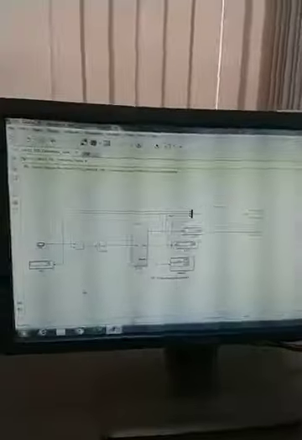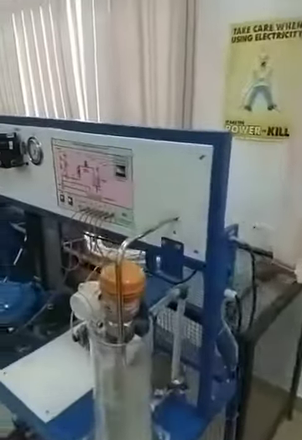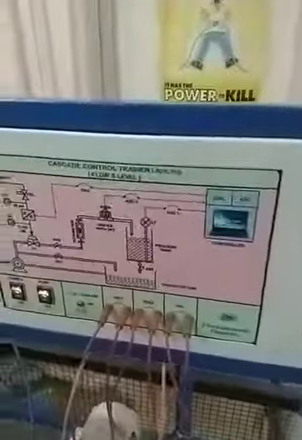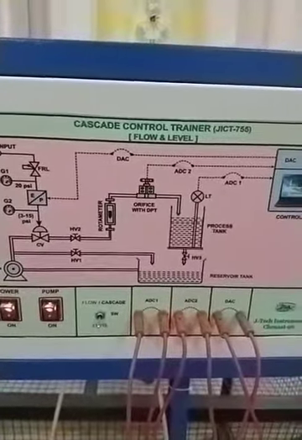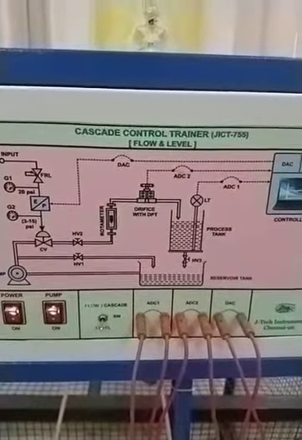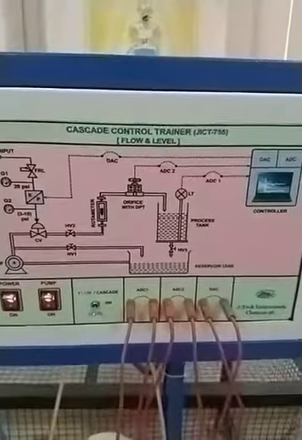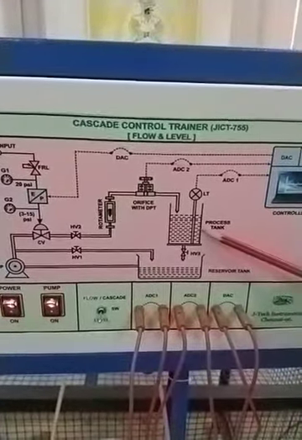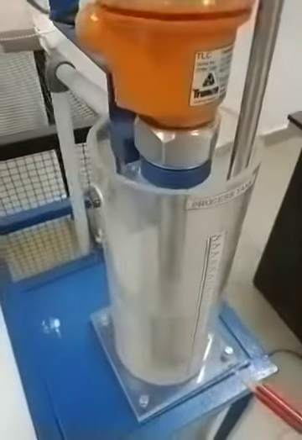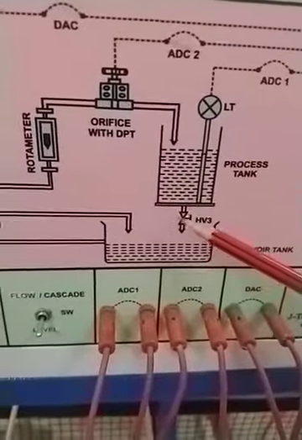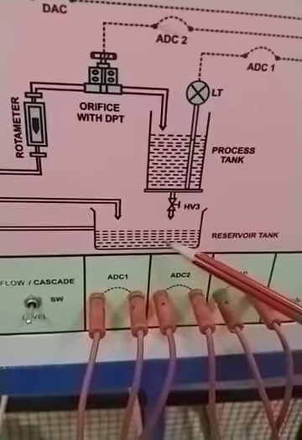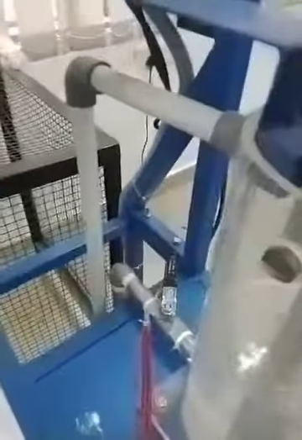Now what we are going to demonstrate today to you is cascade control. In cascade control, what happens is that you have two loops. One is called the slave loop or the inner loop, one is called master loop or the outer loop. So over here you can see this is the process tank, and we have over here a wall which goes to the reservoir. So you have a wall, and it is continuously draining to the reservoir over here.